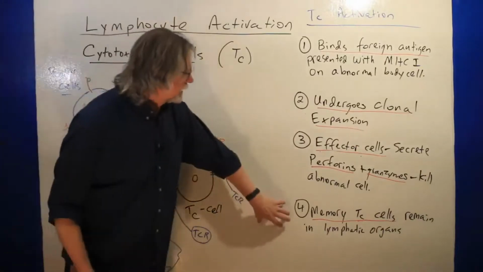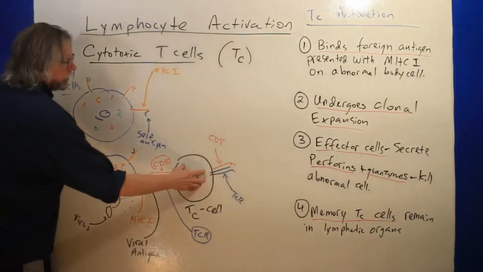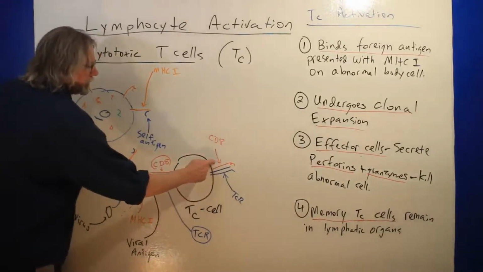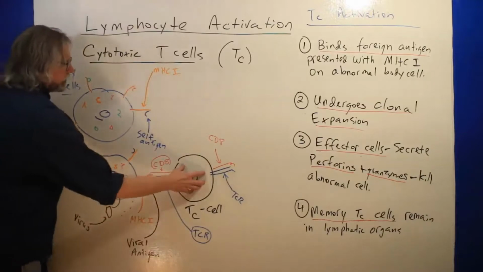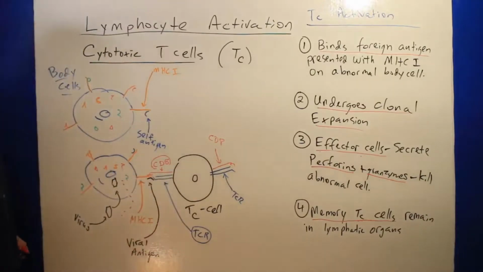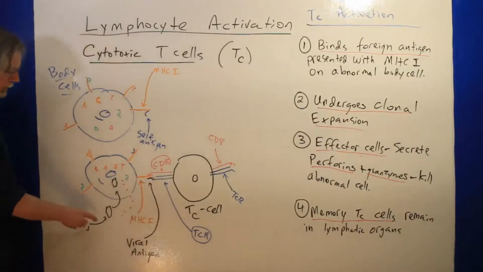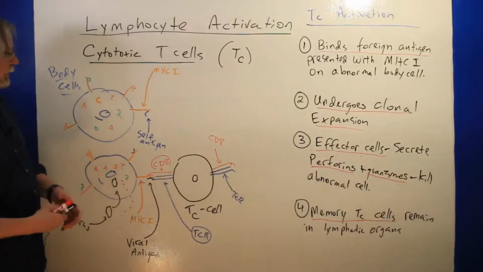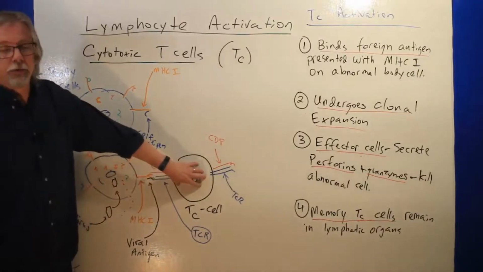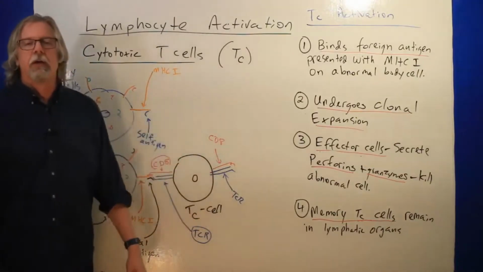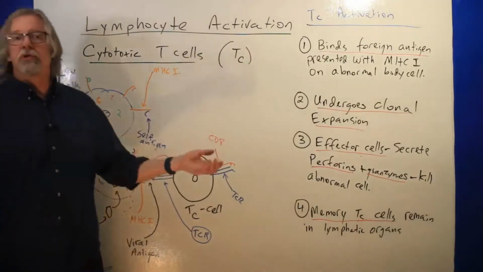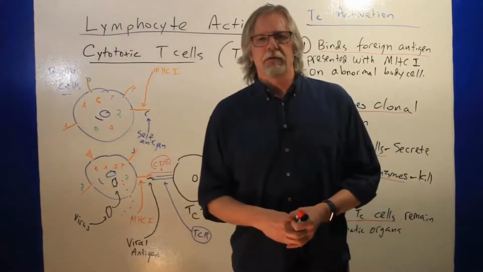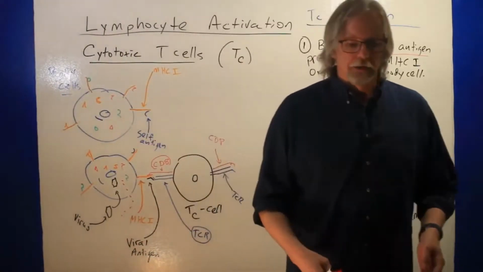The memory cells are going to be basically clones of this cell. Same exact T-cell receptor and co-receptor, and they're going to be stored away in your lymphatic organs and tissues in case you meet this virus again somewhere down the road. And then you'll be armed with many more of this cell with the same antigen specificity than you were the first time you saw it. Okay? So that's how a cytotoxic T-cell gets activated, and that's what it does when activated.